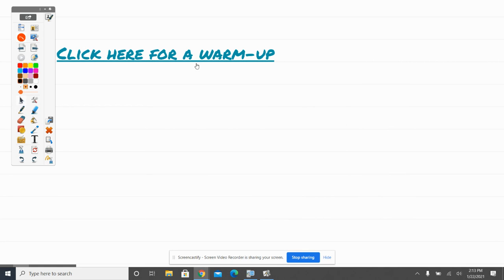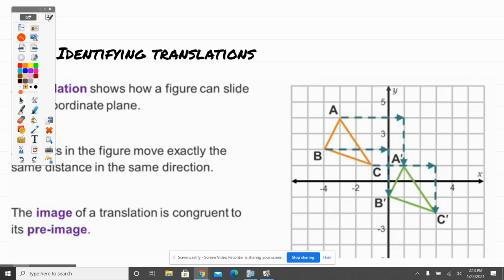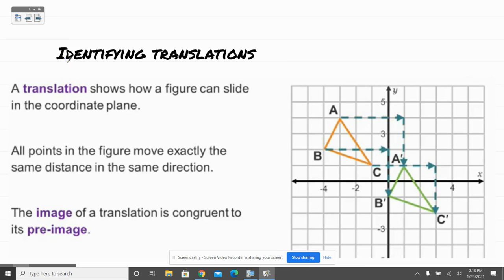Okay, there's a little warm-up, but you can do that on your own. It's just kind of playing around with the translations a little bit. Okay, so how do you know if it's a translation or not? It's a slide for sure, and they move the same distance. At the end of the day, the two shapes, the old guy and the new guy, are the exact same shape. And if I actually cut them out and put one on top of the other, they would hide each other.